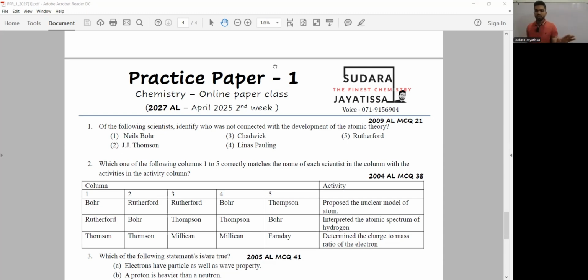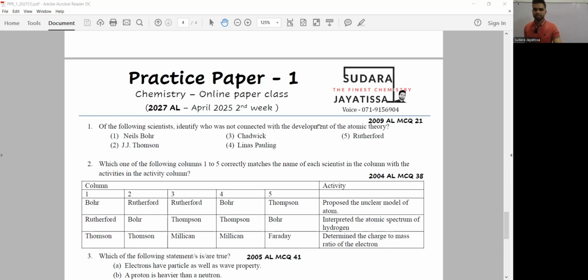So most of you know Linus Pauling, basically all of you know Linus Pauling is connected with electronegativity. So then you have to select that answer, even though Chadwick is there. So who knows what Chadwick is connected to? Some of you might know Chadwick. If you refer the note, it was there. Yes, very good. Discovery of neutrons.